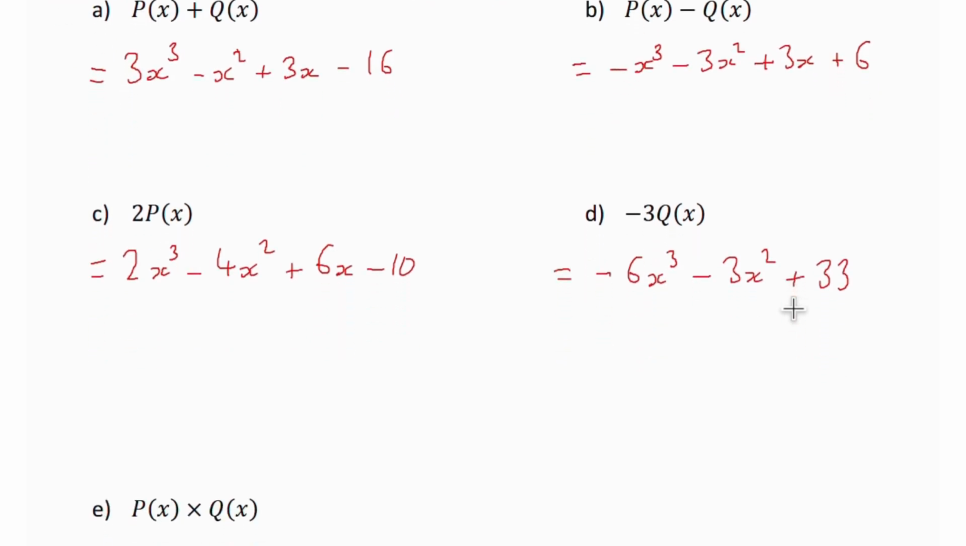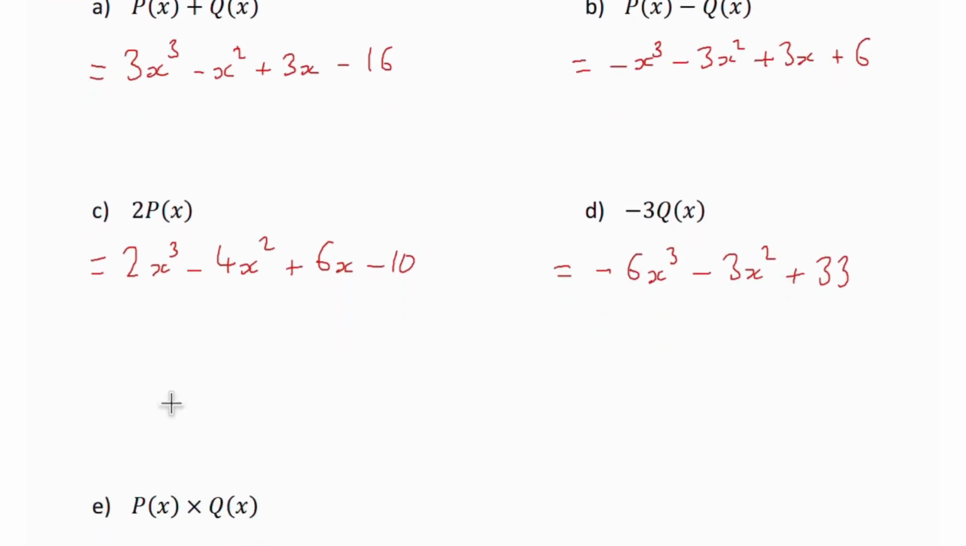And now we move on to the multiplication. P of x times q of x. Now I've lost the polynomials off the top, so let's just remind ourselves this is going to be x cubed minus 2x squared plus 3x minus 5 times by 2x cubed plus x squared minus 11.